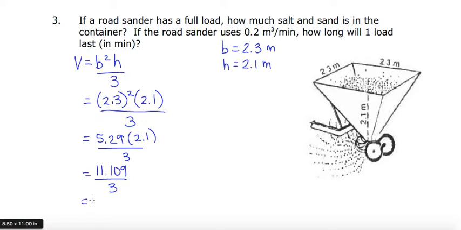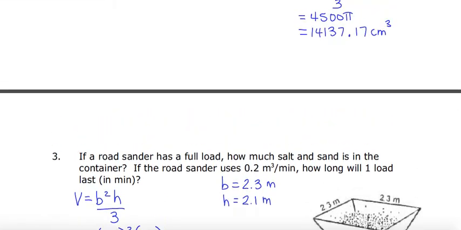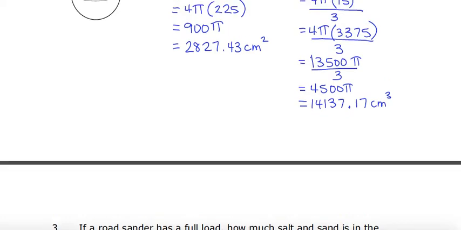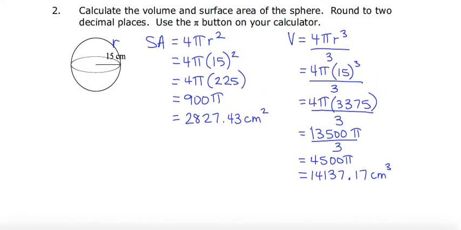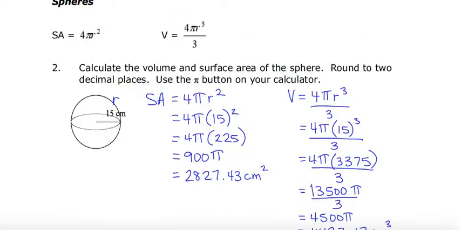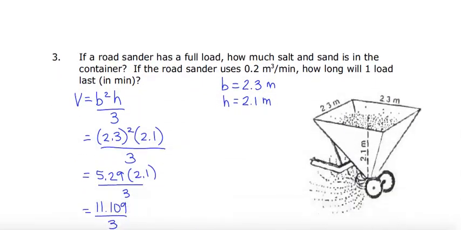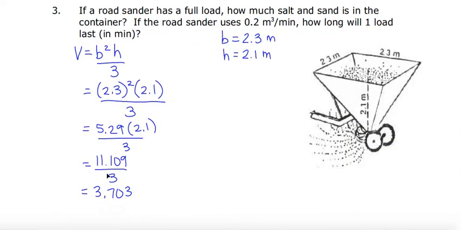Gives us 3.703. It doesn't tell us how many decimal places to keep. So if you wanted to round this to, I apologize for the screen going up like this. If you wanted to keep one decimal place, you could in your final answer. So we could round this to 3.7, and our units will be meters cubed.